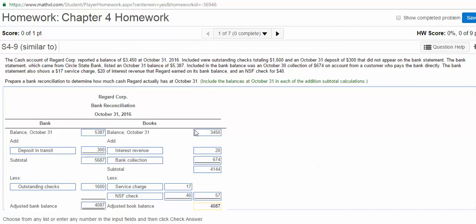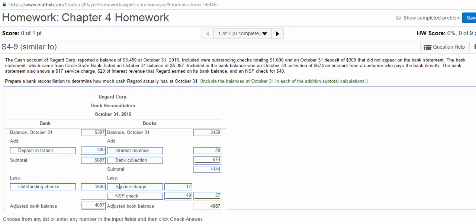Now, on the other side, this is kind of the middle here between the beginning and the ending, is what the bank statement knows that the books don't know. Well, the books don't know about the interest revenue until they look at the statement. They don't know about this bank collection that comes in. And it's easy for students to say, well, we know every single month the customer is going to send us $674. We don't know that. They might not send anything, or they might send too much, or they might send too little. Until you look at the bank statement, you don't know what you're going to collect.